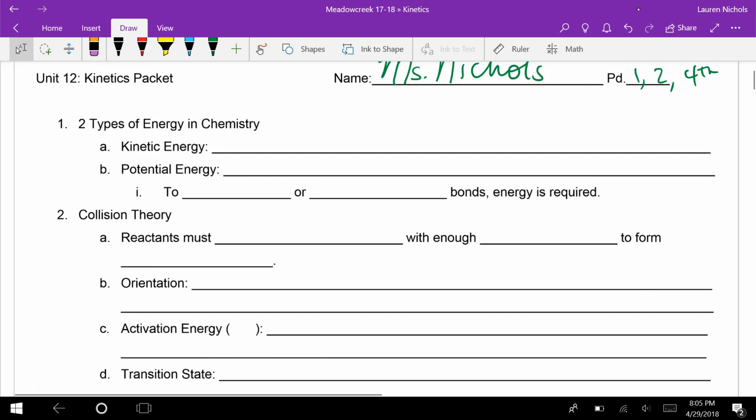So one thing that we want to talk about is when we're talking about kinetics, the reason why it's called kinetics is because we're talking about movement and things of that nature. And specifically in chemistry, we see energy represented in two different ways. So kinetic energy, again, connected to the word kinetics, which is the overall topic of this unit. Kinetic energy is the energy of movement.